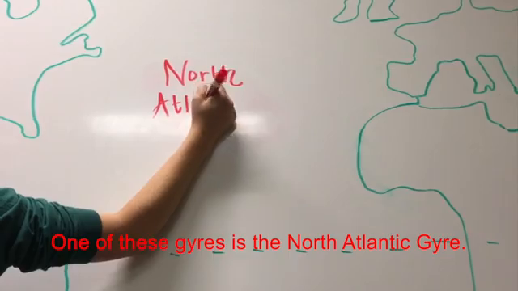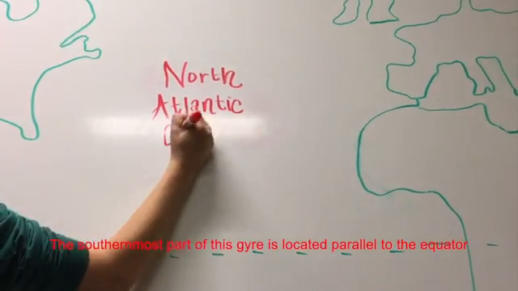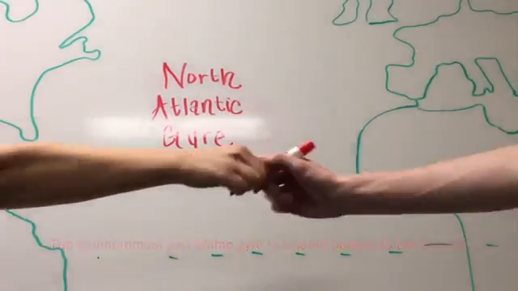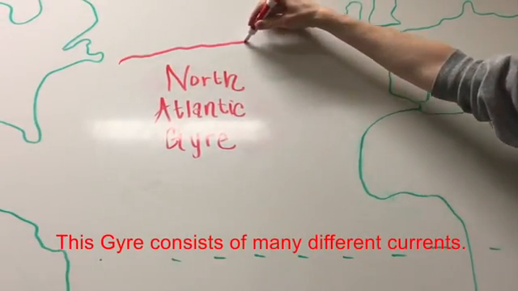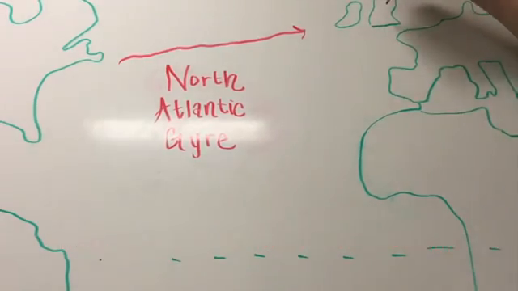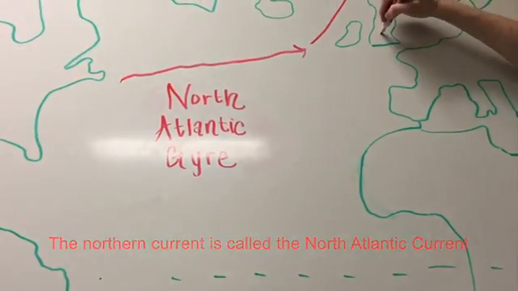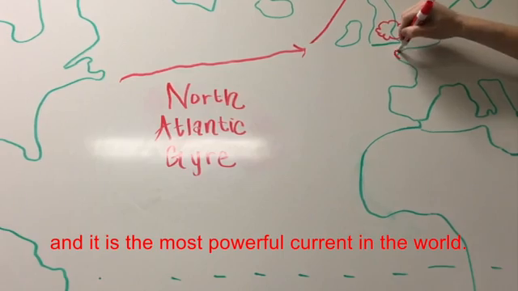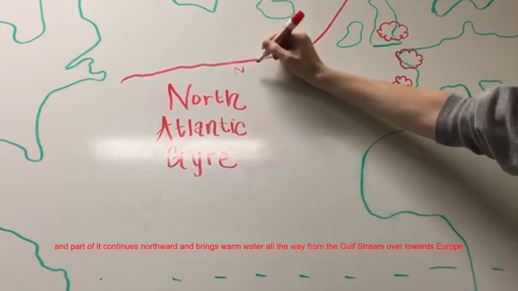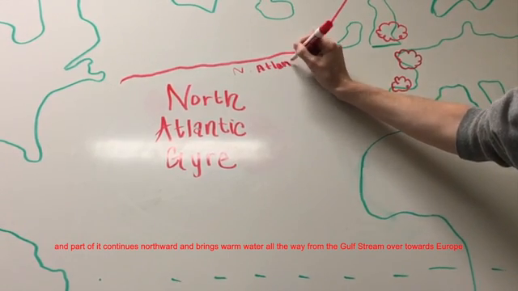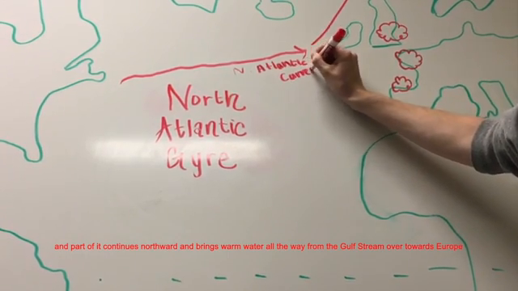One of these gyres is the North Atlantic Gyre. The southernmost part of this gyre is located parallel to the equator, and the northernmost part goes almost all the way up to Iceland. This gyre consists of many different currents. The northern current is called the North Atlantic Current, and is the most powerful current in the world. It starts off on the coast of North America, and part of it continues northward, and brings warm water all the way from the Gulf Stream over towards Europe.